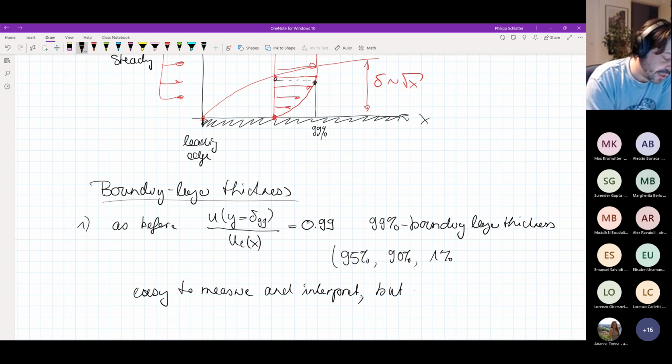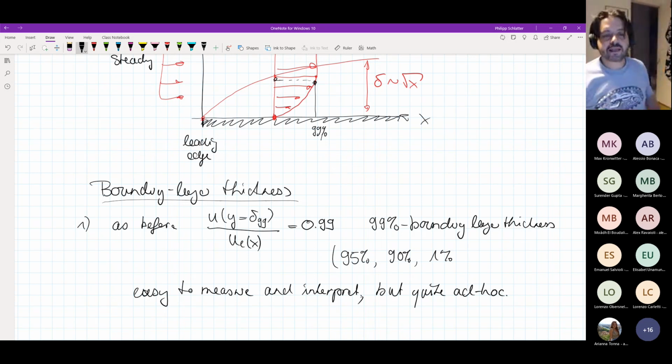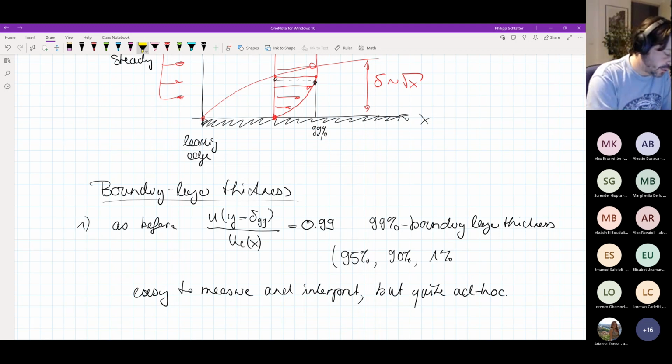It actually is, but it is quite, I would say, ad hoc. I mean, why do I take 99? I can take 99.5. I can take 95%. I mean, there's no real physics in it. There's no real meaning apart from just looking at the shape of the velocity profile. But of course, it's a very useful thing for us to kind of understand what a boundary layer thickness is. So this is the first option, delta 99.